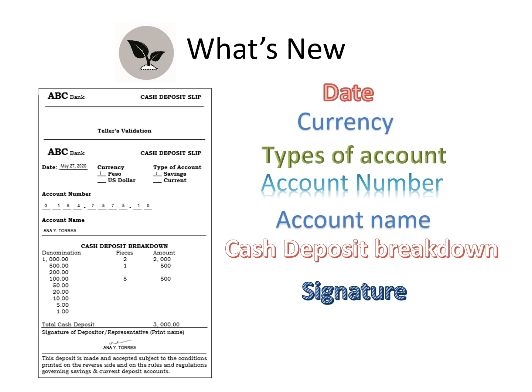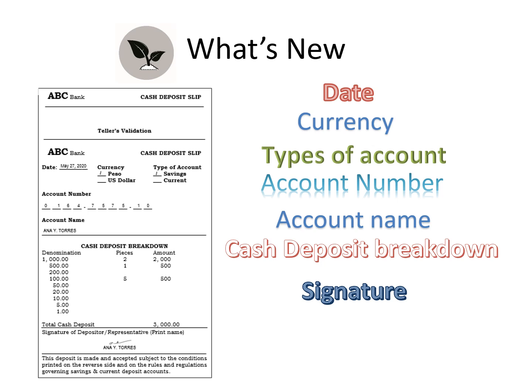Okay, next we have the date. Okay, in the example, it's written here, May 27, 2020. So this is the date kung kailan ka nagdeposito ng pera. Okay, so the next one is currency. So you have two choices here, peso and US dollar. So chinek niya yung peso.